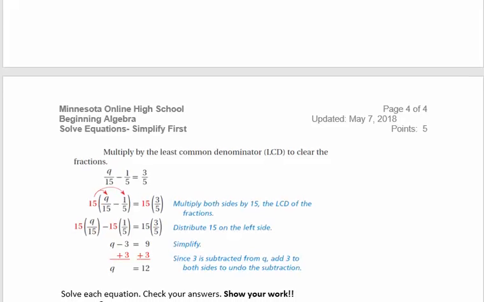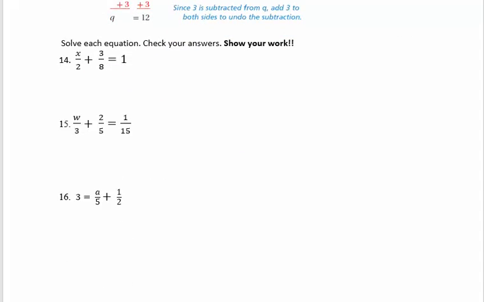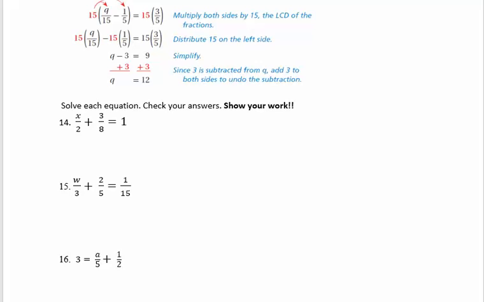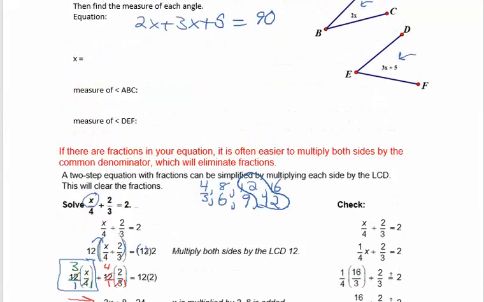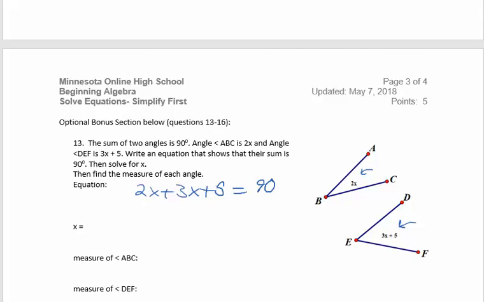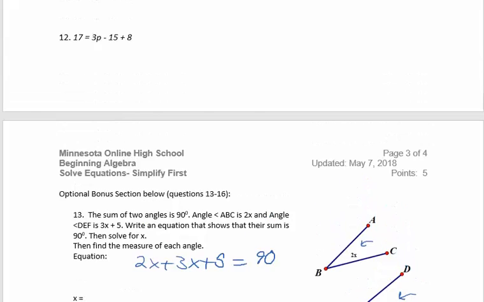So there's a few problems to try if you want to practice that and make sure your skills for your next math class are all ready to go. Again, this is an optional part, the last couple pages of this, so if you want, you can stop at number 12, or you can continue on for an extra point or two on the rest of this worksheet.